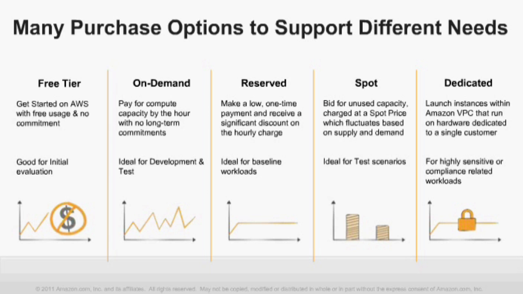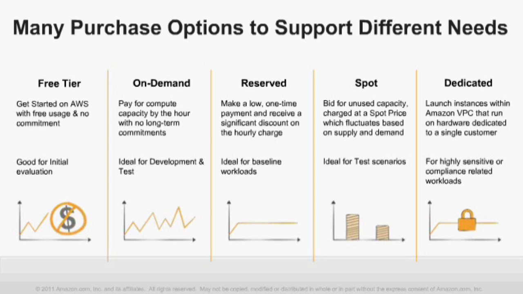Spot is a different model where you basically name the price that you want to pay for computing for unused capacity. So this price is going to be lower than what you would pay for on demand. You would set your bid, and as long as your bid price is met, you will get this resource at the price that you name. And that might be ideal for test scenarios. You can easily and cheaply add more resource at a lower price than you would necessarily pay.